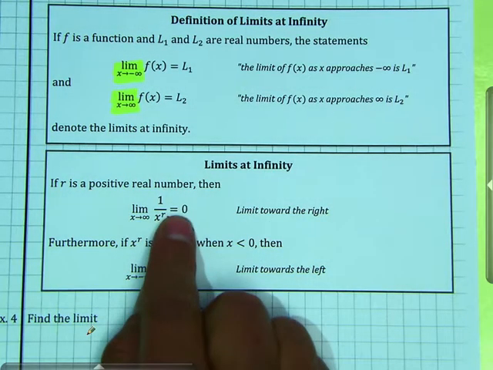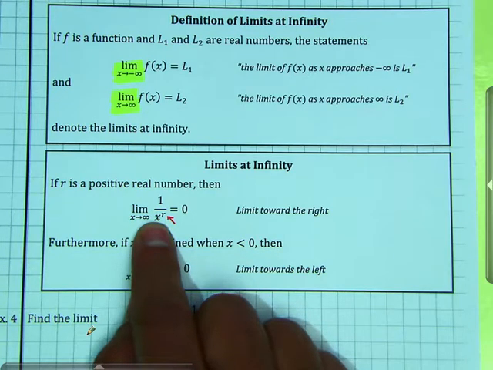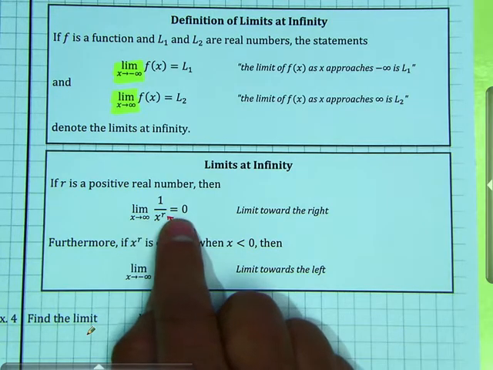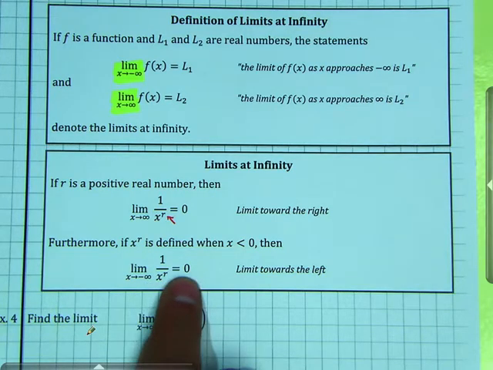So this means that as x approaches 0, whenever there's an x in the denominator, it's going to get so close that the limit will be 0. And same thing on the left-hand side, same concept. As the value of x gets bigger and bigger, it's going to get closer and closer to 0, so therefore the limit is going to be 0.